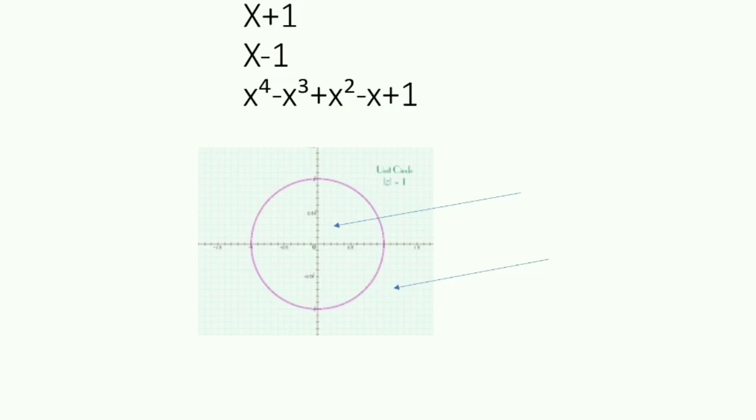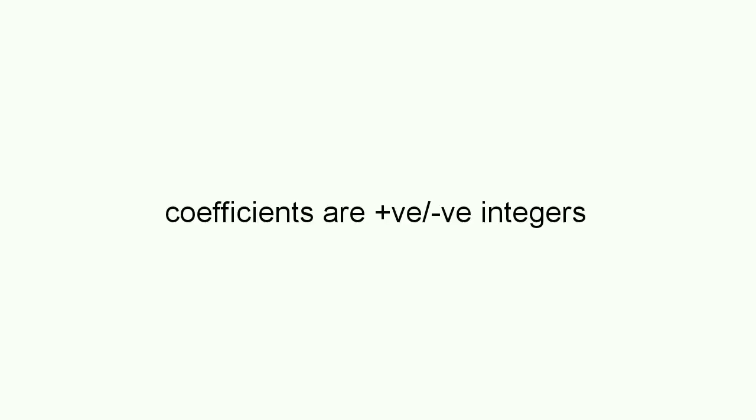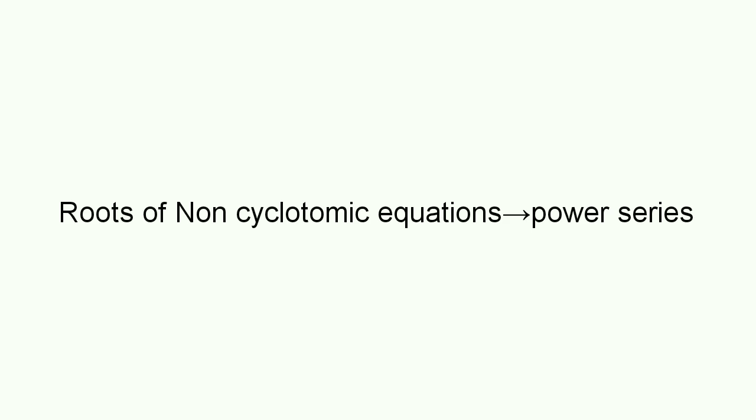For the next few decades, few improvements were made on this particular conjecture until Dimitrov used the concept of power series, with some specific properties like all the coefficients must be positive or negative integers. And in November 2019, Dimitrov realized that by using some well-known theorems, an association can be established between the roots of the non-cyclotomic polynomial and the power series.